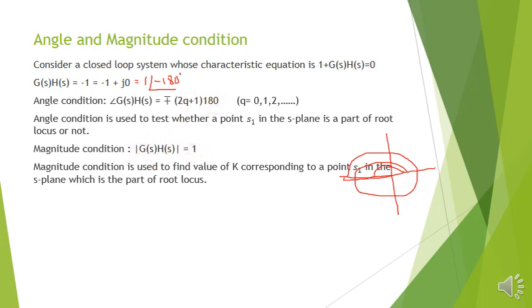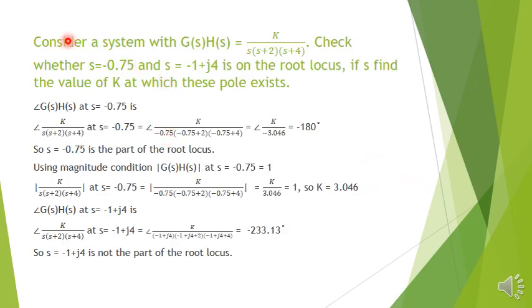So let us see one example. Consider a system with g of s h of s equal to k by s into s plus 2 into s plus 4. This is the open loop transfer function. Check whether s equal to minus 0.75 and s is equal to minus 1 plus j4 is on the root locus. If yes, find the value of k at which these poles exist.